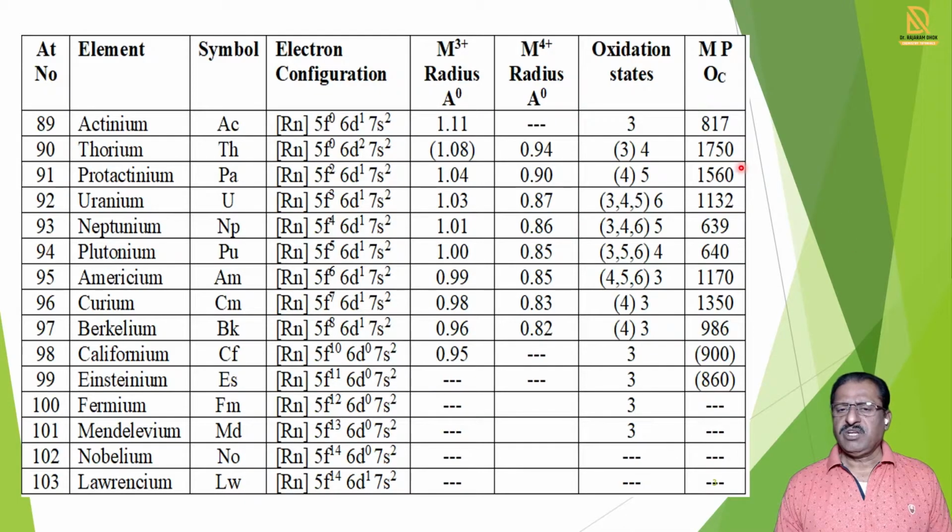Now if we see the melting point of these elements, again you only superficially see that thorium has a melting point of 1750. It is very high. Protactinium has 1560. These are also high. Means in all the metals, the melting points are very high, and for some metals the melting point is not known because of their instability. So these are some properties of these elements.